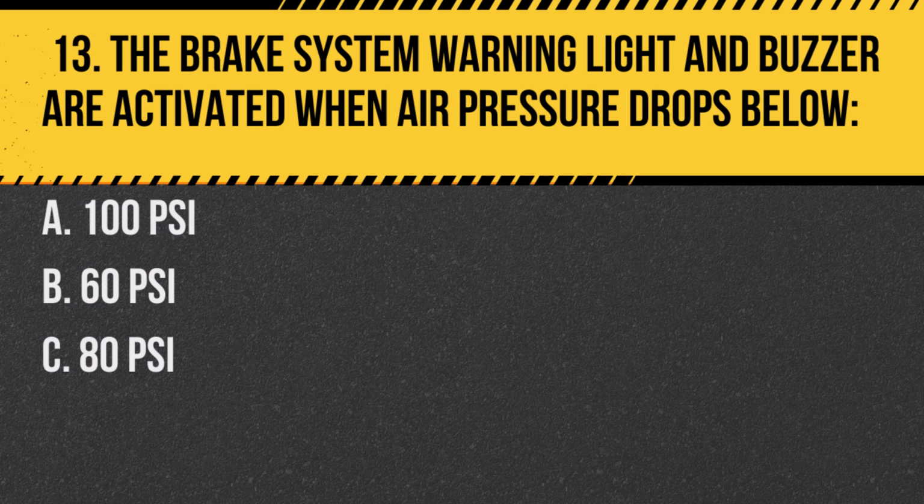Question 13. The brake system warning light and buzzer are activated when air pressure drops below: A. 100 psi. B. 60 psi. C. 80 psi. Answer: B. 60 psi. This is a warning that air pressure is getting dangerously low.